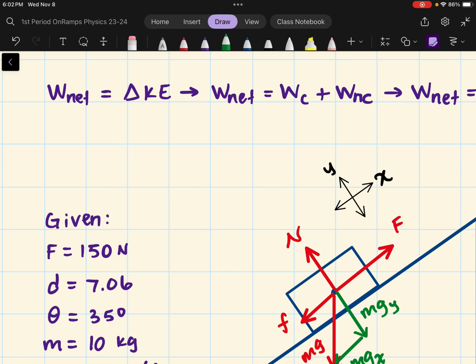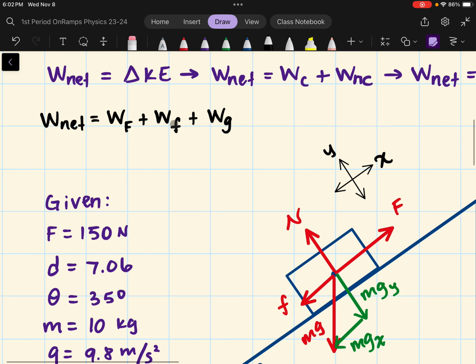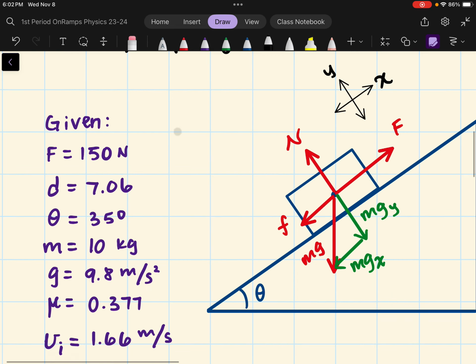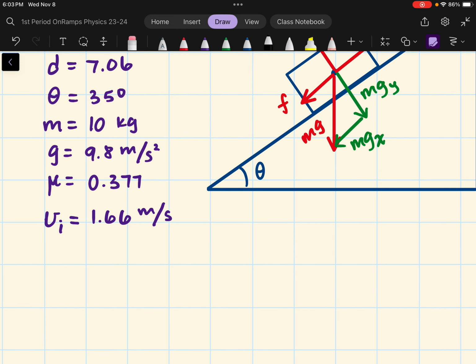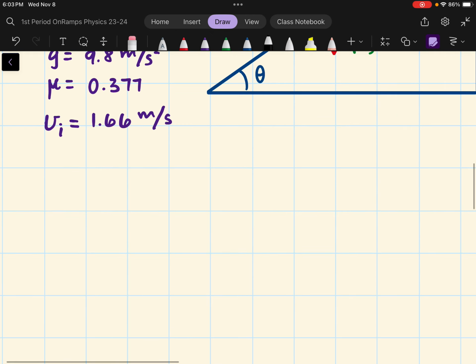So then the net work will be equal to the work done by the applied force plus the work done by friction plus the work done by the gravitational force. I'm going to say gravity. Okay, we need to find those three, or these three forces. I will start with the work done by friction because I think that's the one that's going to take me the most time, and I think I'll split this video in two parts so you're more willing to watch the whole thing. Okay, let's start with the work done by friction.